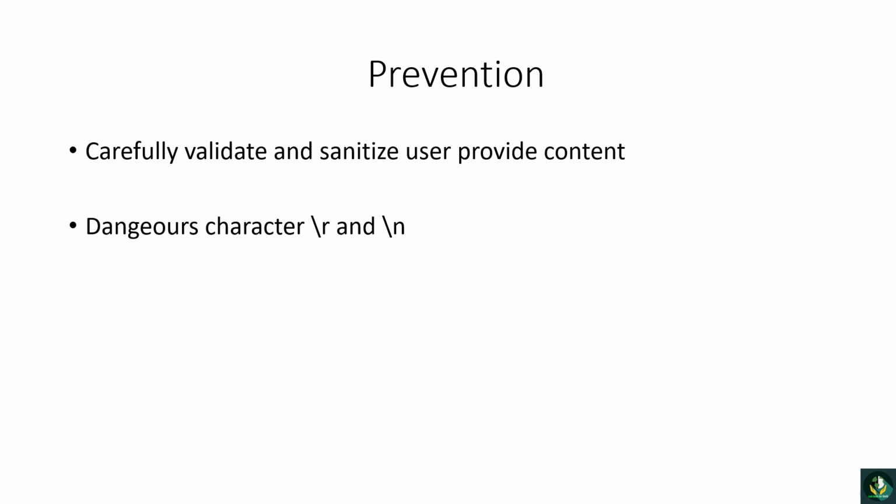As with other similar injection attacks, HTTP response splitting can be mitigated by performing appropriate server-side validation and escaping. The canonical mitigations are the following two: carefully validate and sanitize any user-provided content that might be used to compose the response header, and second, encode dangerous characters such as \r and \n.